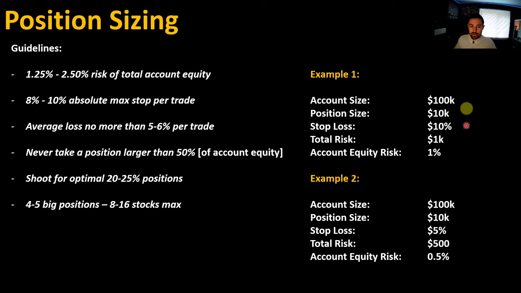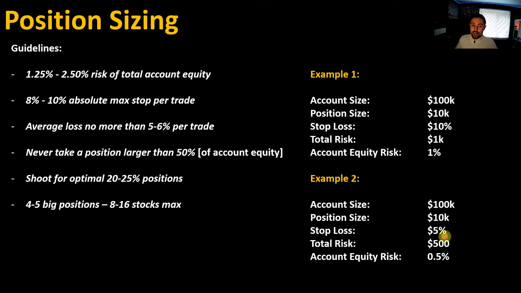So I'm just going to give you an example here to work through. So let's say your account size is 100k, your position size is 10%, so you're going to put 10k in, your stop loss is 10%, so your total risk is not 10k, it could be if the stock goes to zero, theoretically it is possible, but your total risk on the trade is 1k, which is total account equity risk of 1%.